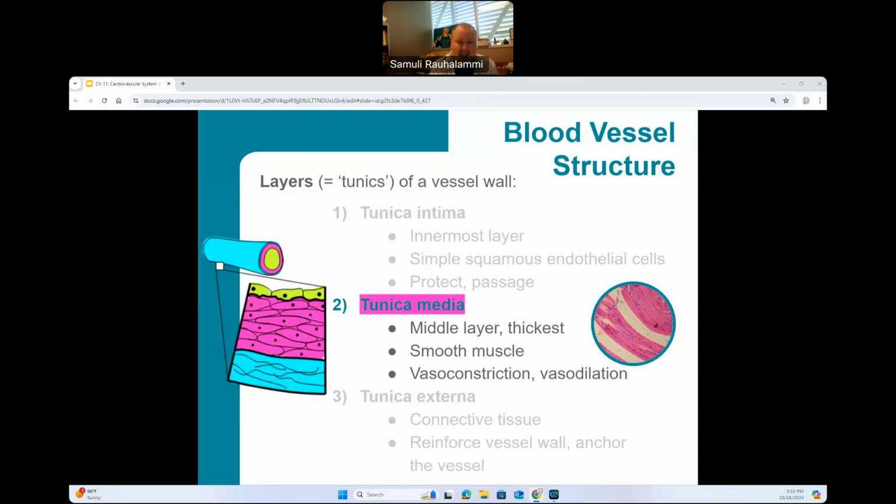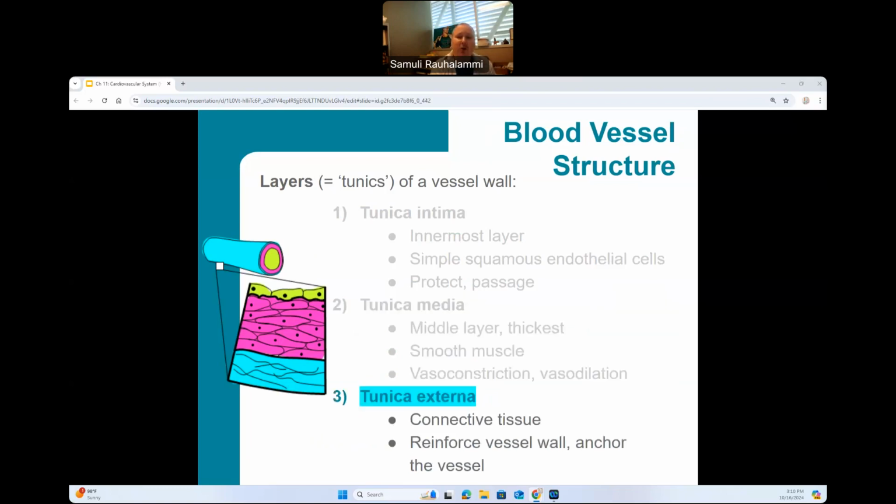The final layer that I wanted to talk about is going to be our tunica externa. Tunica externa forms the outermost layer, and it's made of fibrous connective tissue. And this connective tissue structure of the tunica externa really helps us to understand what its function is, which is to strengthen the vessel wall structure itself, but also anchor the vessel to its place.